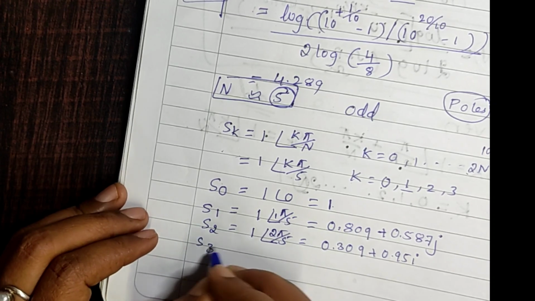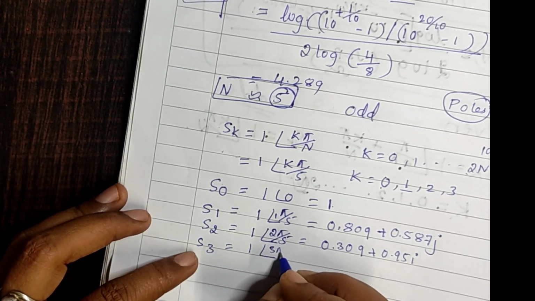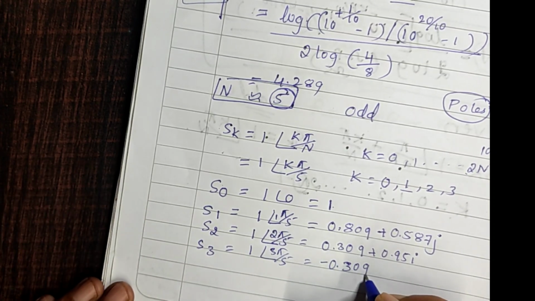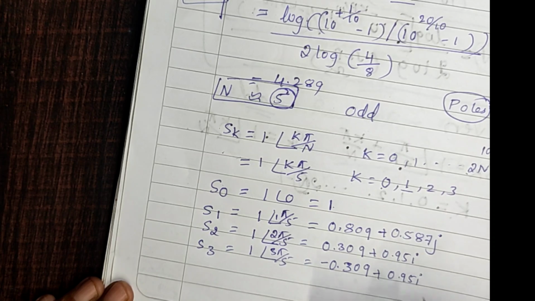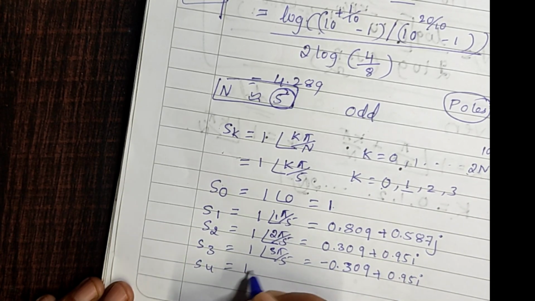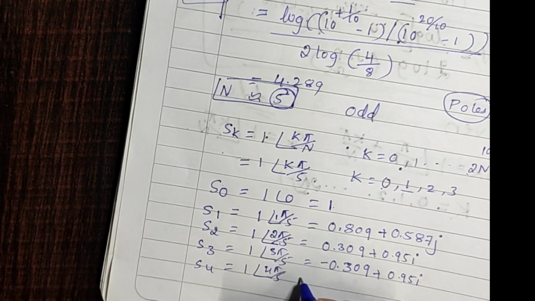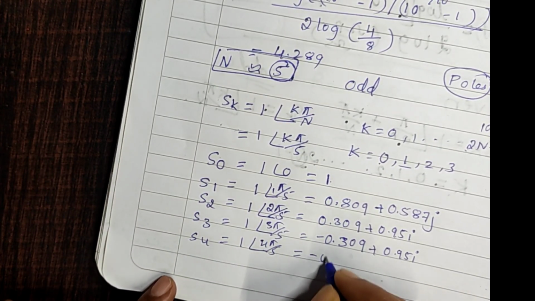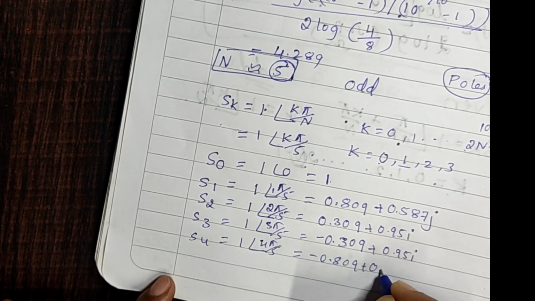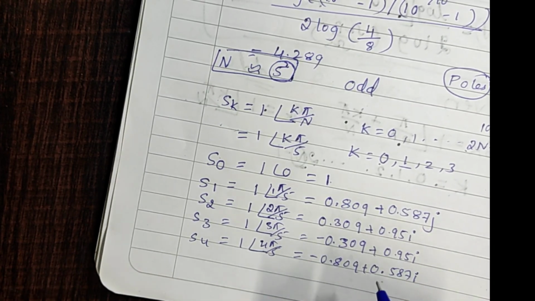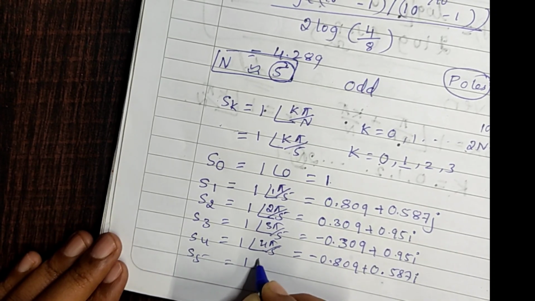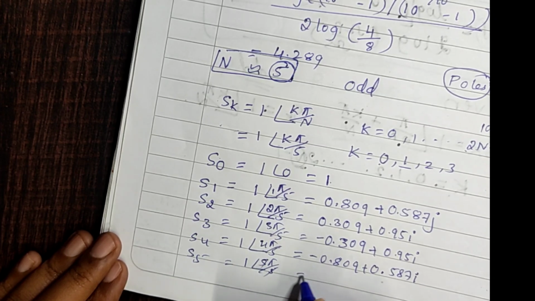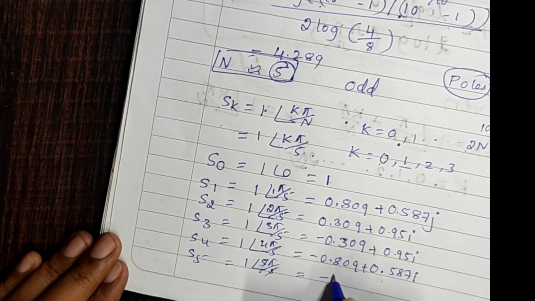Similarly S3 is equal to 1 at an angle 3 pi by 5. Its answer is minus 0.309 plus 0.95 J. S4 is equal to 1 at an angle 4 pi by 5, which is minus 0.809 plus 0.587 J. S5 is equal to 1 at an angle 5 pi by 5, which is 1 at an angle pi, which is minus 1.